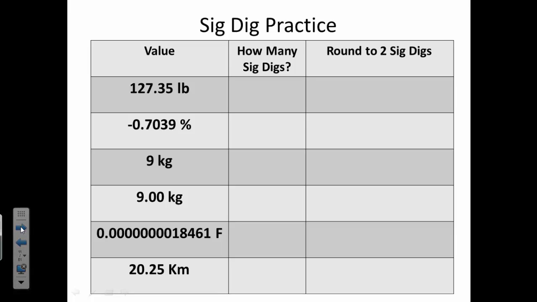All right, a little bit of practice here, and this is on your worksheet. How many significant digits in each one of these numbers? You don't have anything to read into this. You'll just count them up. So I've got 1, 2, 3, 4, 5 in this one.